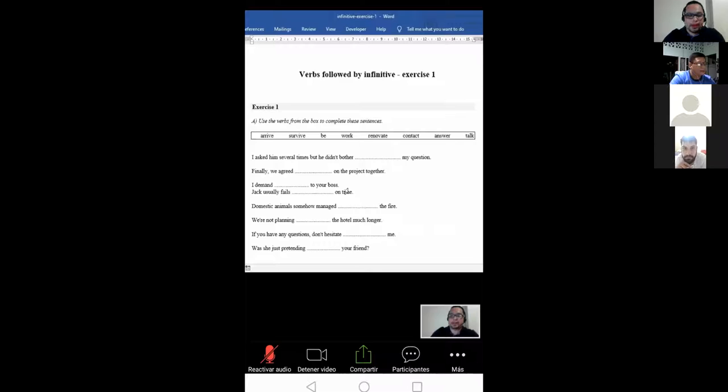¿Qué le pasa, número uno? Remember, guys, to use the infinitive, we need to use to plus the verb. Tenemos que utilizar el to más el verbo, pero en su forma base, no le vamos a agregar ni quitar nada. We're not going to drop any letter, we're not going to add anything. Just to plus the base form of the verb. Okay, continue. I will give you 1 more minute and then we go back to the group.